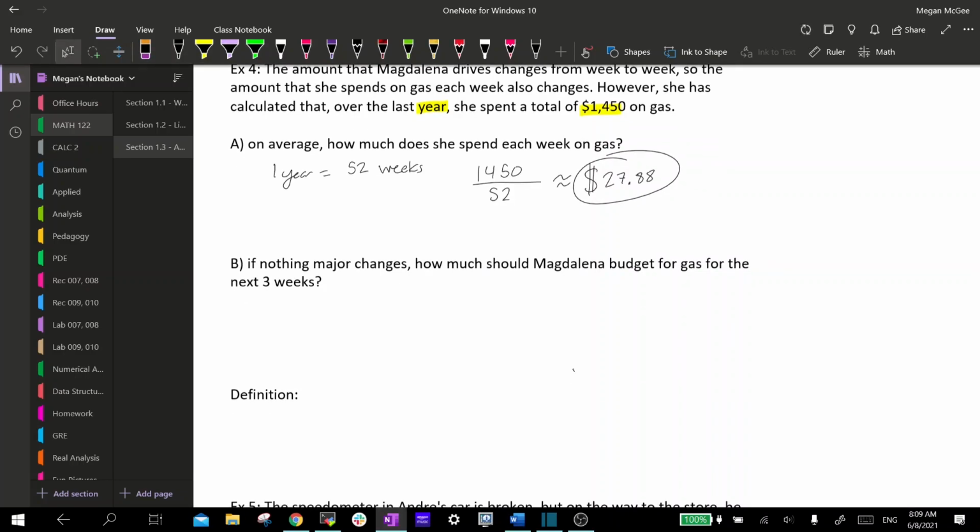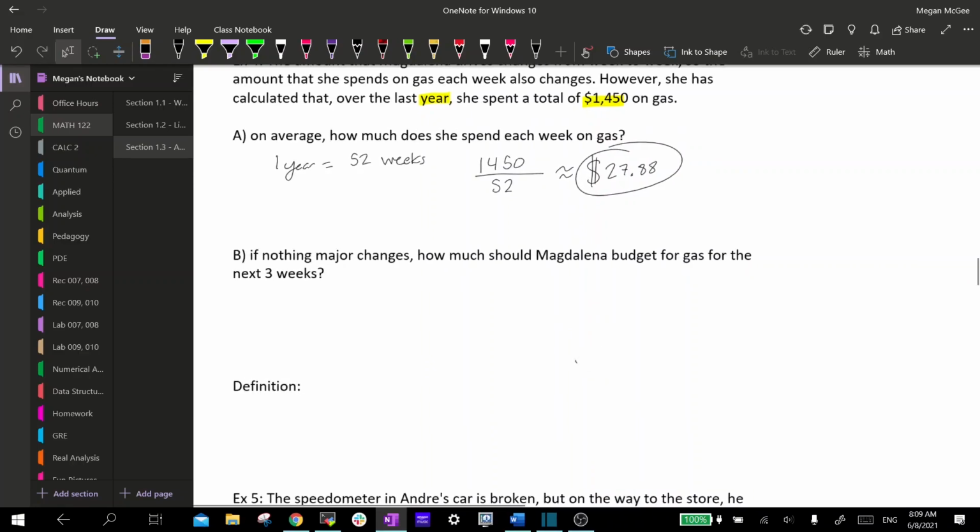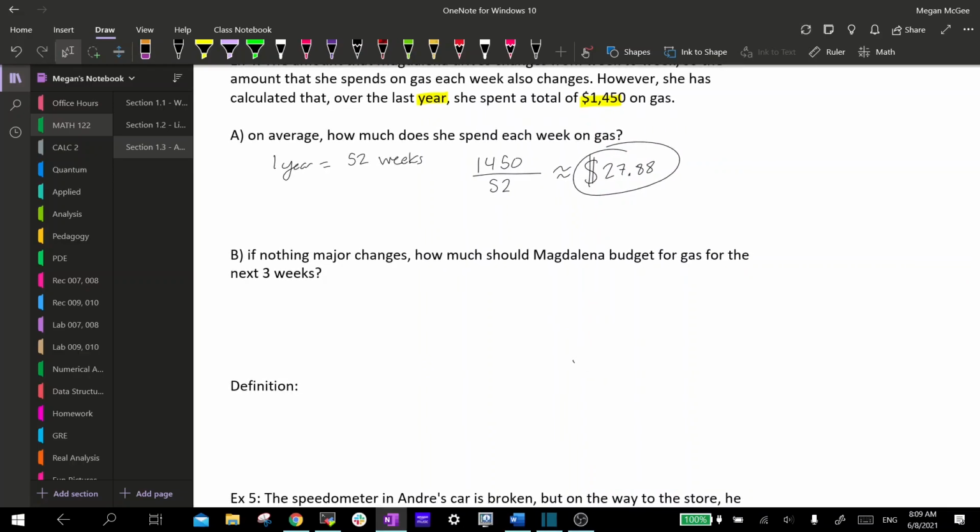If nothing major changes, how much should Magdalena budget for gas for the next 3 weeks? Well, if she spends roughly $27.88 on gas in 1 week, then she's going to need $27.88 for 3 weeks. Okay, so again, this is going to be about $83.65. And that is how much money she'll need for 3 weeks.